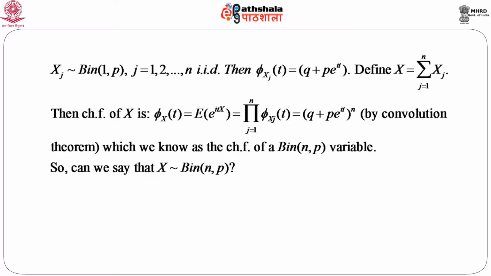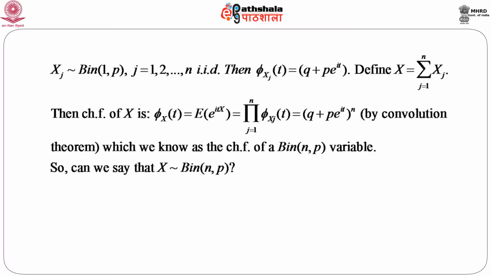Actually, this we can also get just by the convolution theorem. And if we look at this characteristic function, (q plus p e to the power it) to the power n, we know that this is the characteristic function of a binomial random variable with parameters n and p. But the question is, from this observation, can we immediately say that X follows binomial(n, p)? So, this is the basic question that we are trying to address in this talk.